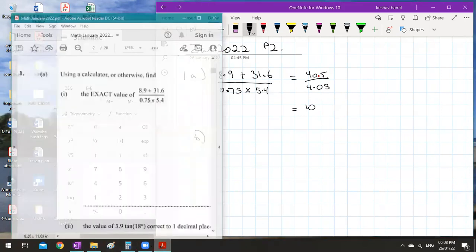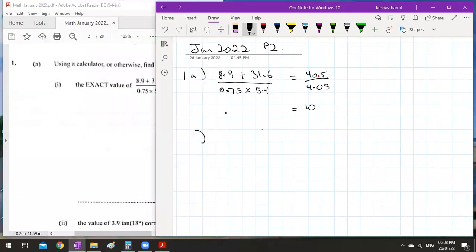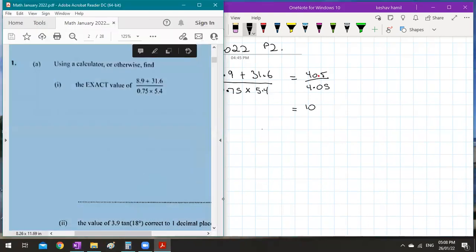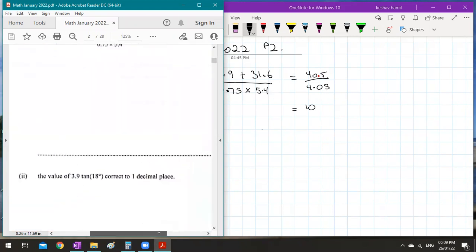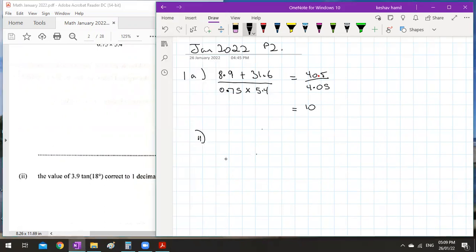2. Please evaluate the value of 3.9 tan 18 degrees correct to one decimal place. So 3.9 tan 18 degrees. Now anytime you don't have a sign in between here, you know the sign is multiply.